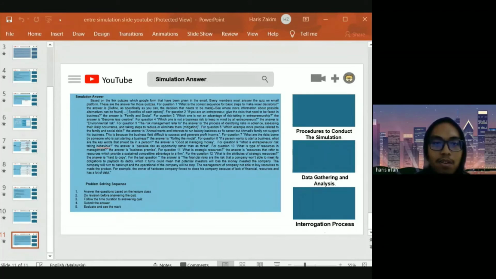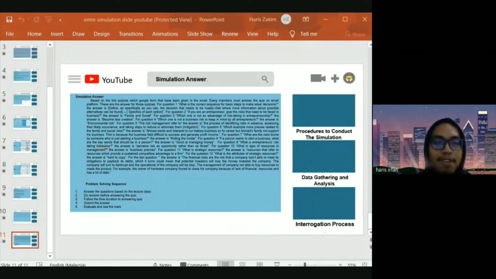Specify each option. For question 2, if you are an entrepreneur, give the risks that need to be faced in the business. The answer is family and social. For question 3, which one is not an advantage of risk taking in entrepreneurship? The answer is become less creative. For question number 4, which one is not a business risk to keep in mind by all entrepreneurs? The answer is environmental risk.